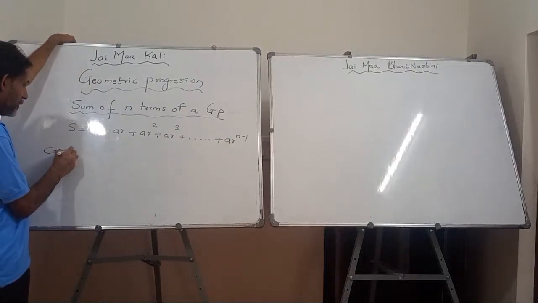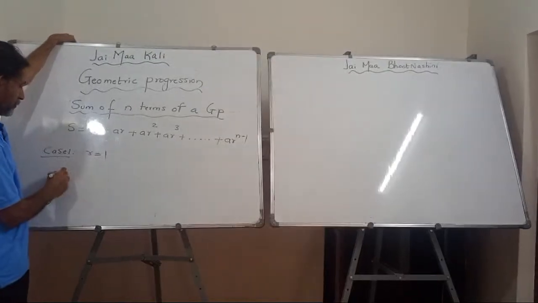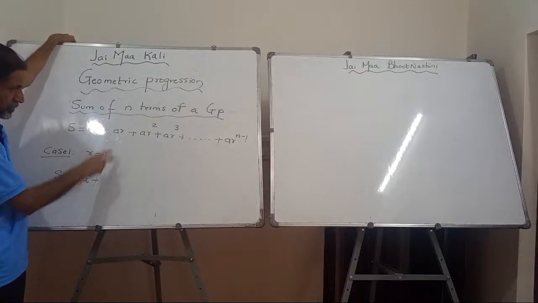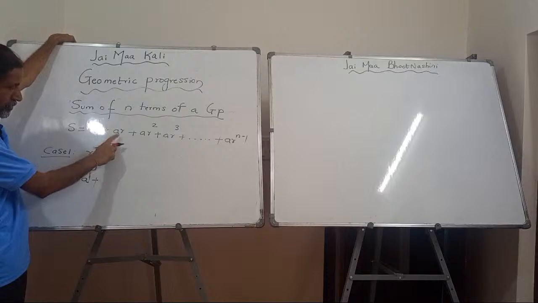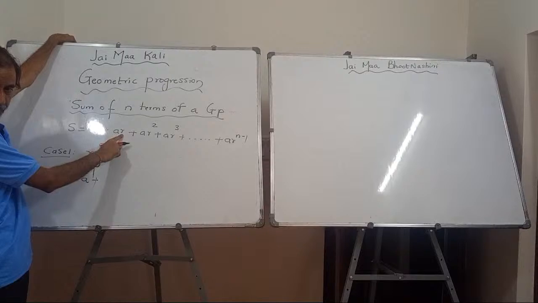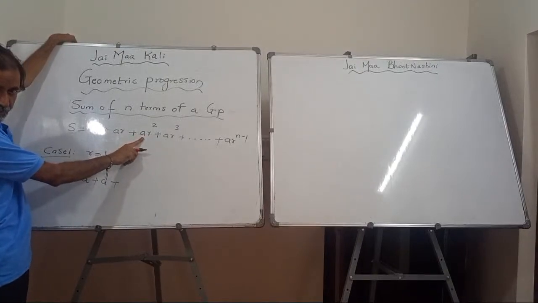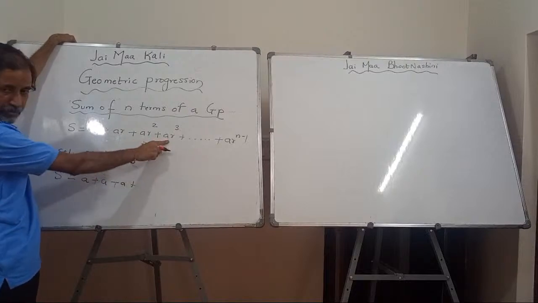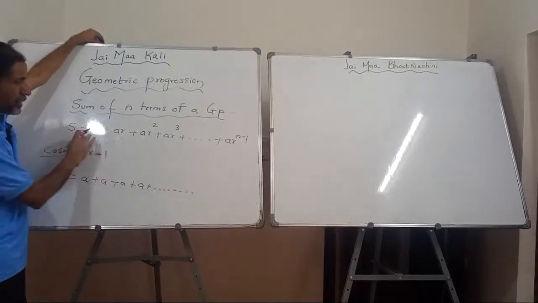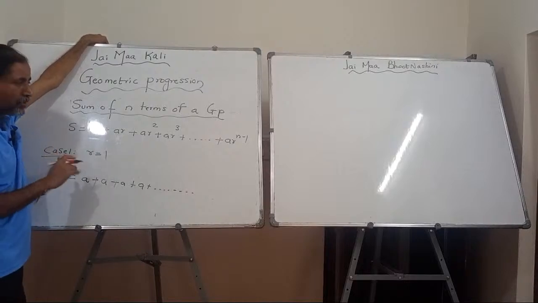Let's say case 1: r is equal to 1. Ratio is 1, so S will become what? A plus a into 1, correct, plus this one, a, plus this one, a. Very good. How many terms will be there? n terms. Correct?